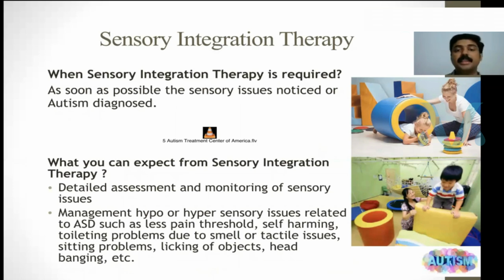Here, when is sensory integration therapy required? It's very simple. As soon as the sensory issues are noticed or autism is diagnosed, as soon as possible after the diagnosis of autism, you should send the child for sensory integration therapy. It is one of the prioritized and compulsory interventions for every child with autism spectrum disorder. It should be very clear. It is very important for every client. Like speech language therapy and behavior modification therapy, you have to send the children for sensory integration therapy, because each and every child with autism spectrum disorder will have one or another kind of sensory integration problem.